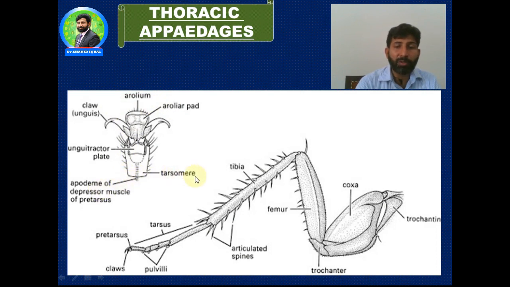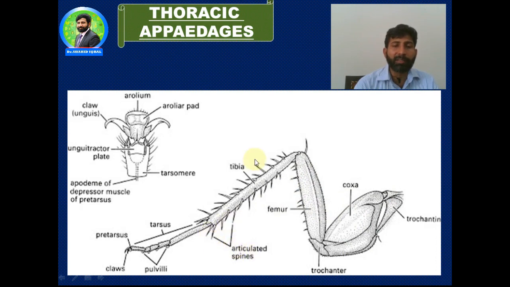This is a tarsomere. This is a trochanter. It is the immovable section. This is a coxa. This coxa is the basal part of the insect leg which can rotate with the thorax, directly connected with the thorax. It is a bulky structure of greater diameter, and this is the femur. Femur and tibia are elongated structures. These are the articulated spines. This is the whole structure.